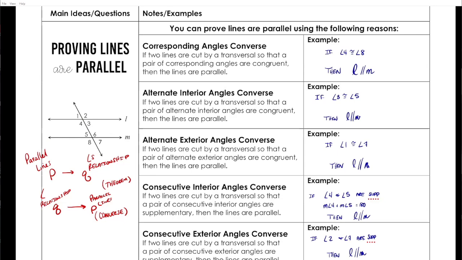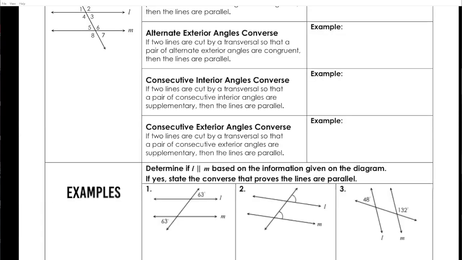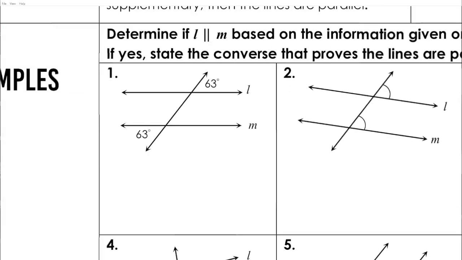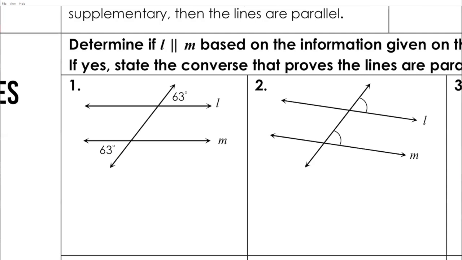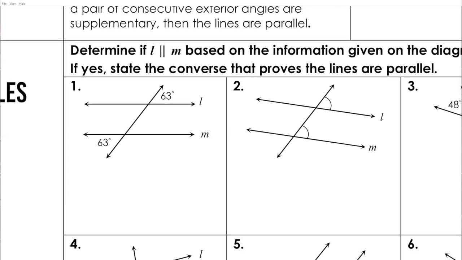If they tell us the lines are parallel, we can say these relationships exist, but we can also use this relationship to help prove our lines parallel. So let's take a look at an example. They're just going to hit us with one piece at a time. We want to determine, is L parallel to M based on the information that is given? We have an angle up here on the right, an angle down here on the left. This is my transversal, the line that they both touch, and then this is L and M.